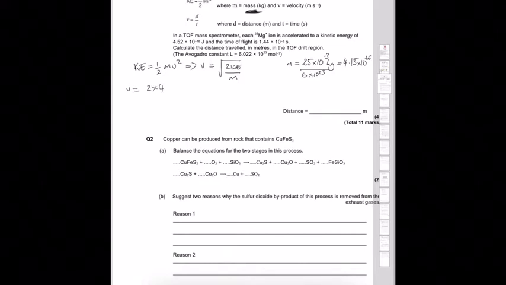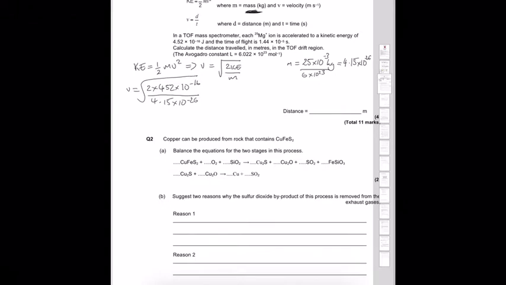The equation should look like this when we put the numbers in. 2 times the kinetic energy, which is 4.52 times 10 to the minus 6, times that by 2, divided by the mass that we've just calculated of an individual particle. And that should give us the velocity in meters per second. Bash that out on the calculator.